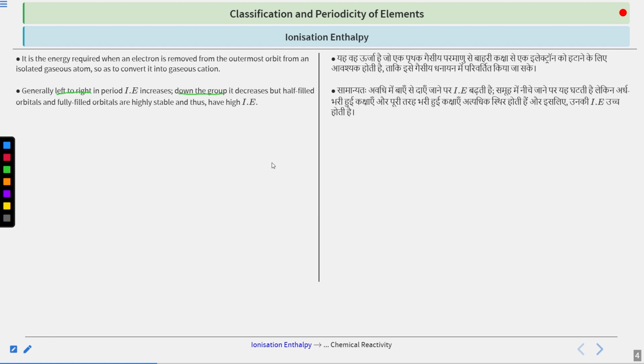Now as the shell contracts, this will result in a smaller distance between the nucleus and the electron. As a result, the electrostatic force of attraction will increase, and it will be difficult to remove the electron, resulting in higher ionization enthalpy. Clear?